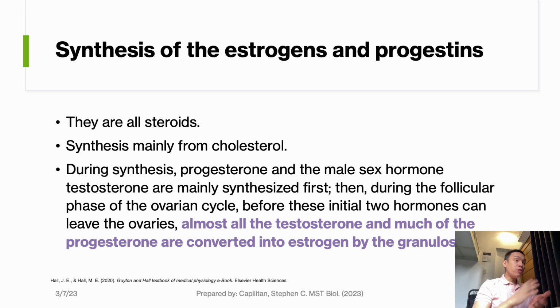Estrogens and progestins are all steroids. They come from cholesterol, and during synthesis, progesterone and the male sex hormone testosterone are mainly synthesized first. Then, during the follicular phase of the ovarian cycle, before these initial two hormones can leave the ovaries, almost all the testosterone and much of the progesterone are converted into estrogen by the granulosa cells.